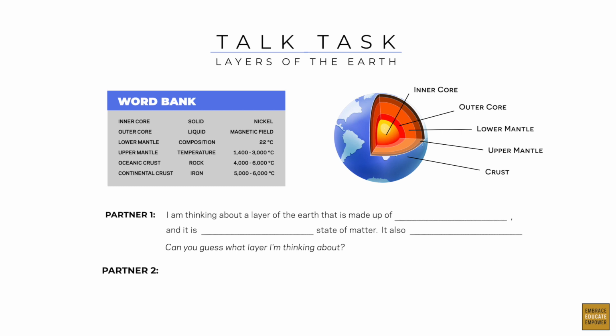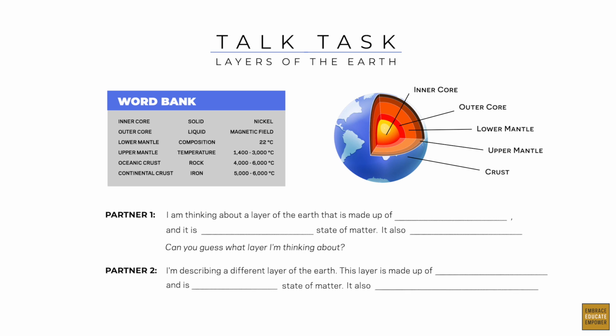Partner 2 might say, "I'm describing a different layer of the earth. This layer is made up of blank and it's blank state of matter. It also... what layer am I describing?"